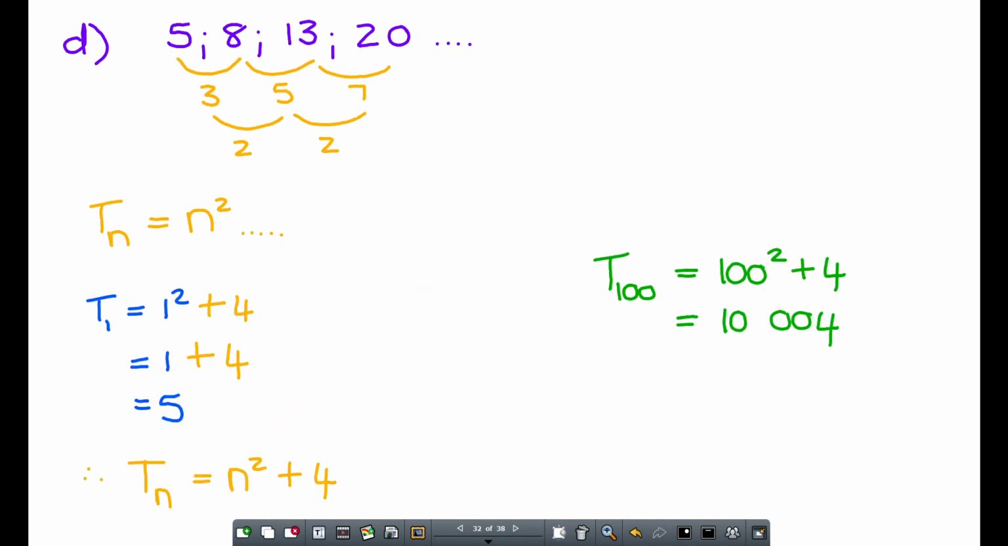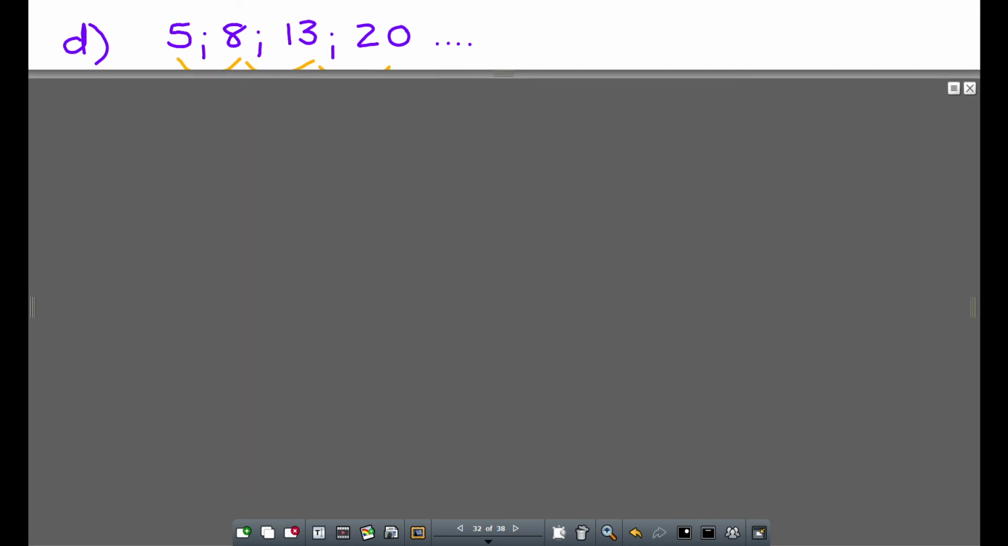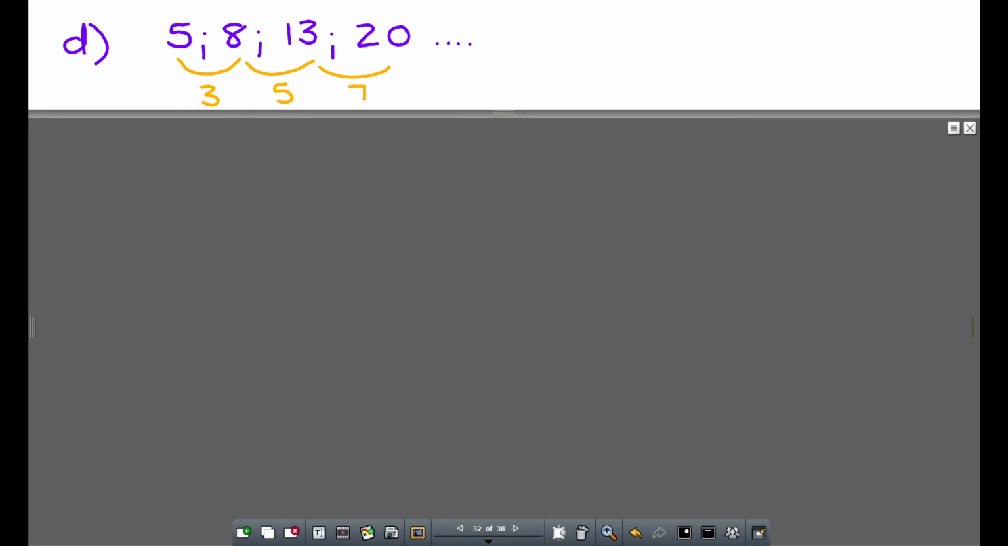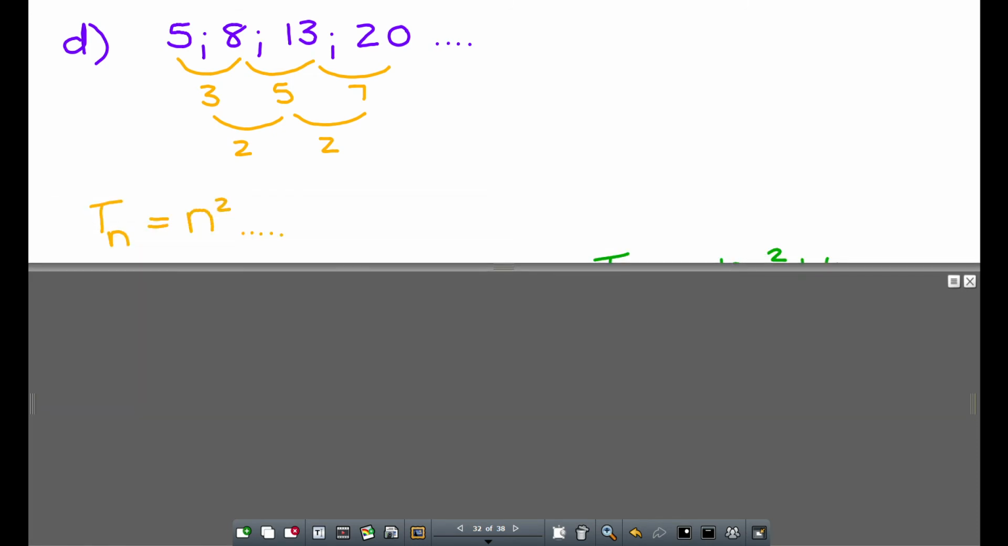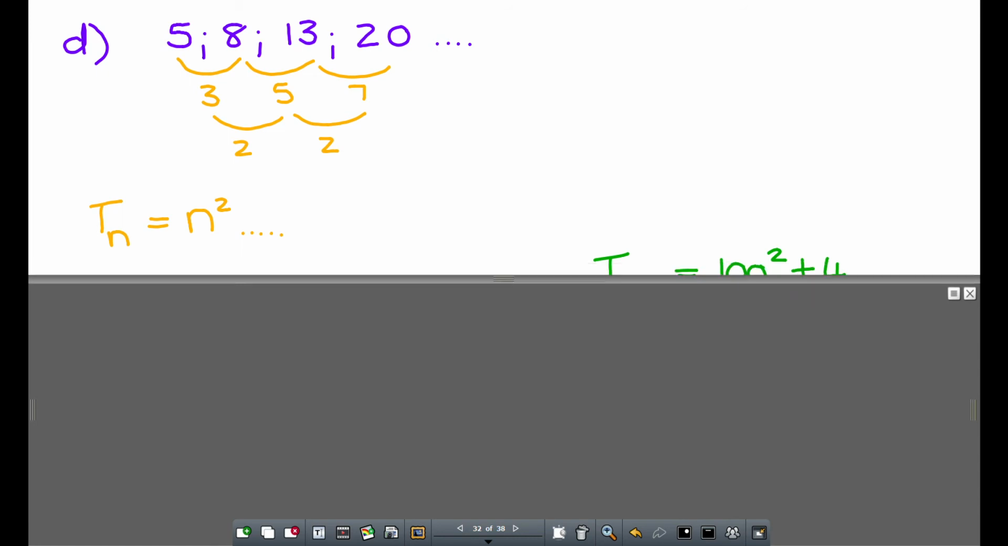Okay, let's look at D. So over here I had 5, 8, 13, and 20. So I get the first difference and it's not the same. So then I go and try the second difference and that is then the same. So that's an indication that it would be term n is equal to n squared, but there will probably be something else added, subtracted, multiplied, divided. I don't know yet. Then we use something different, and that's only grade 10. Right, so now we go substitute n.